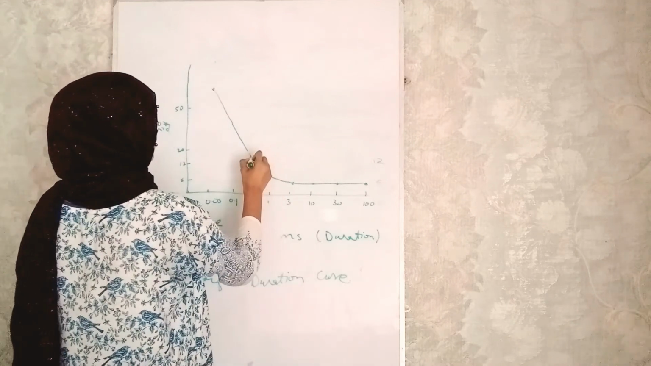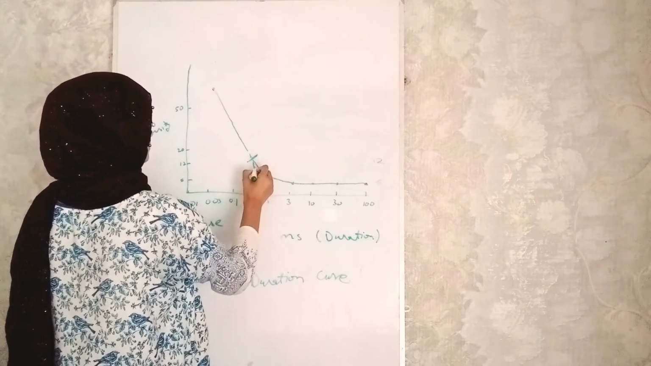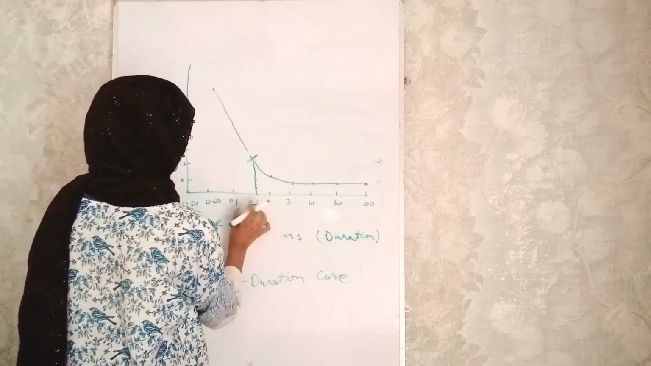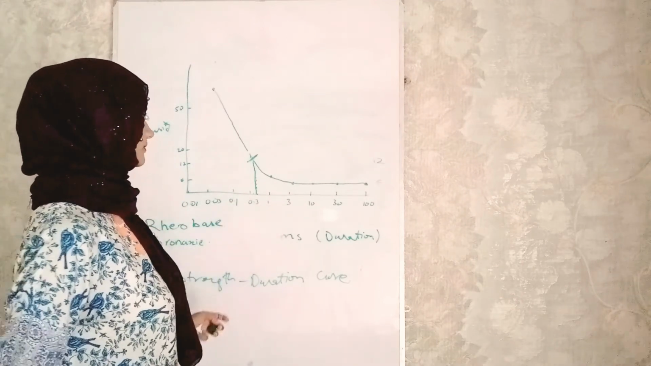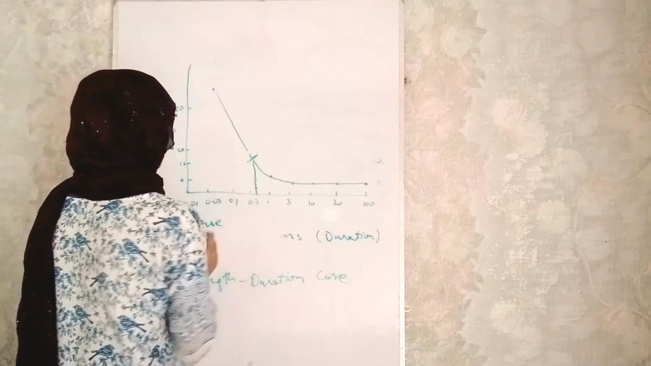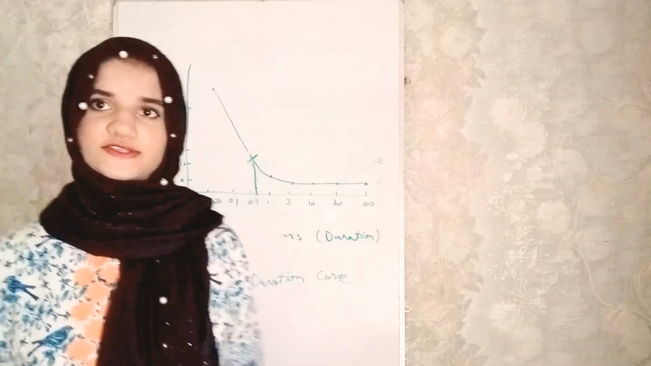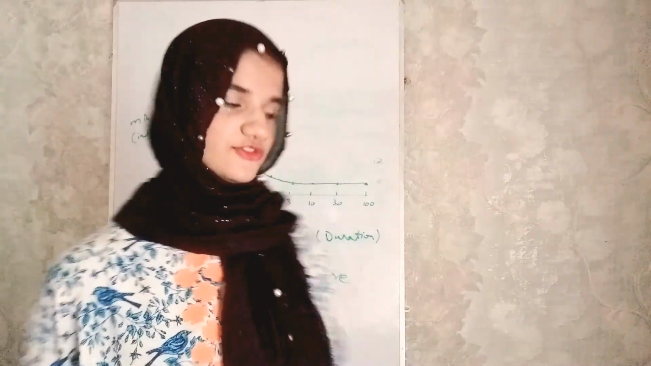Here you can see that this point is a bit between 0.3 and 1. So this is the point that would be known as Chronaxie. This is all about Chronaxie and Rheobase and the strength duration curve.